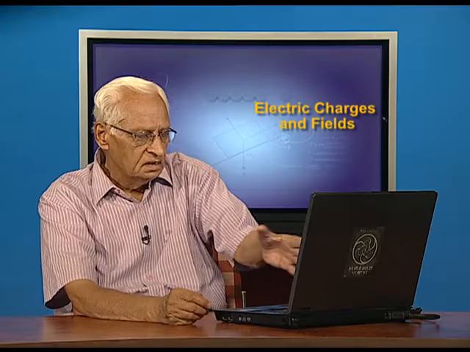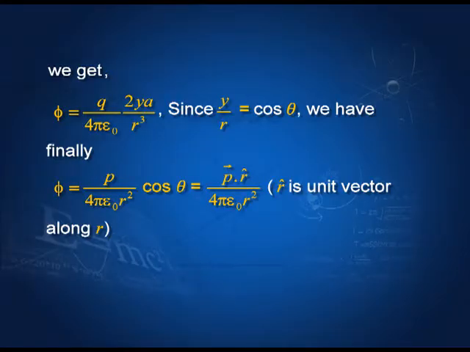Ultimately, the result is phi equal to q by 4 pi epsilon 0 into 2 y a by r cubed, and this y by r is the sine of this angle, which is cosine of theta. So, y by r is cosine theta, and we substitute and we get phi equal to P by 4 pi epsilon 0 r squared into cosine theta. And in terms of vectors, since r cap is a unit vector, we can write P cosine theta as P vector dot r cap, and divide by 4 pi epsilon 0 r squared. So, that is the potential at any arbitrary point.